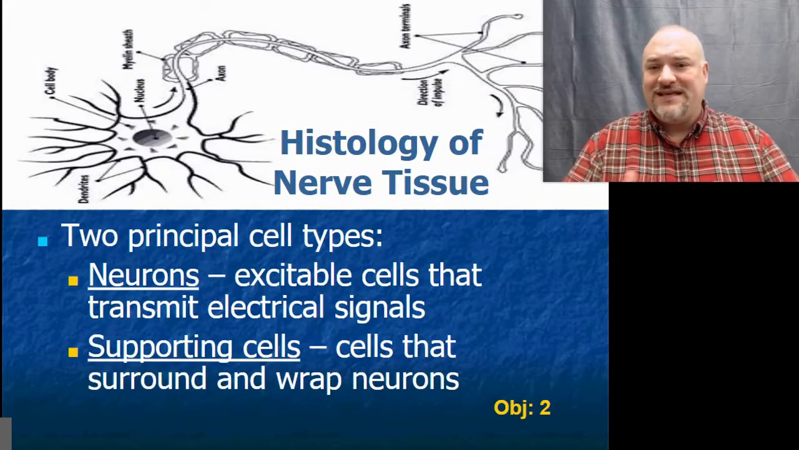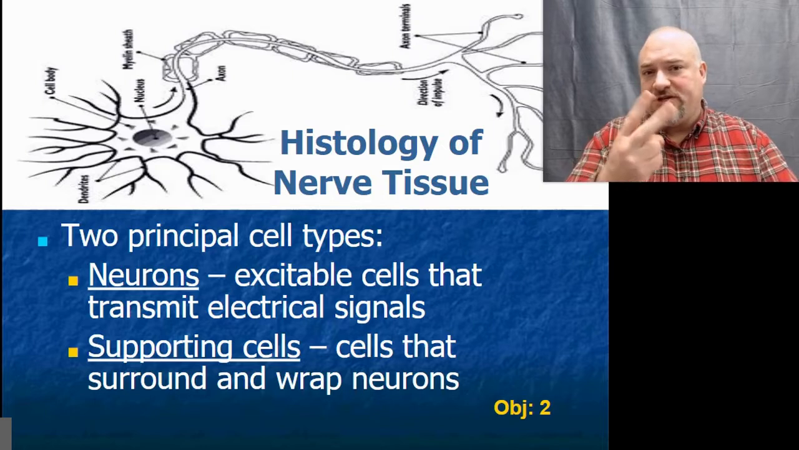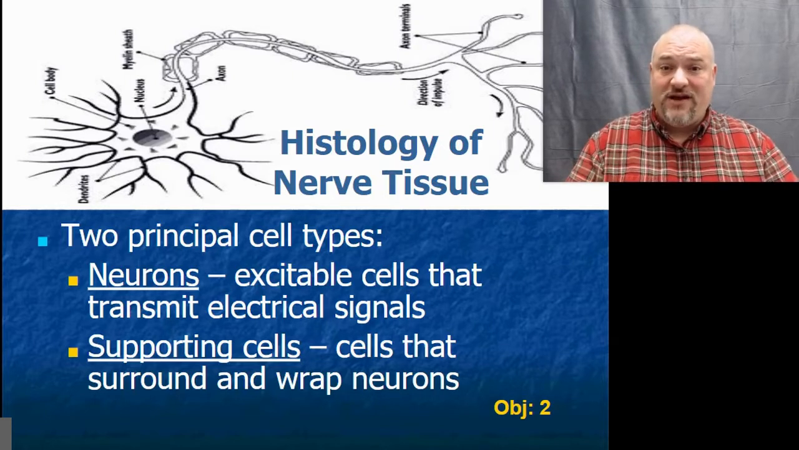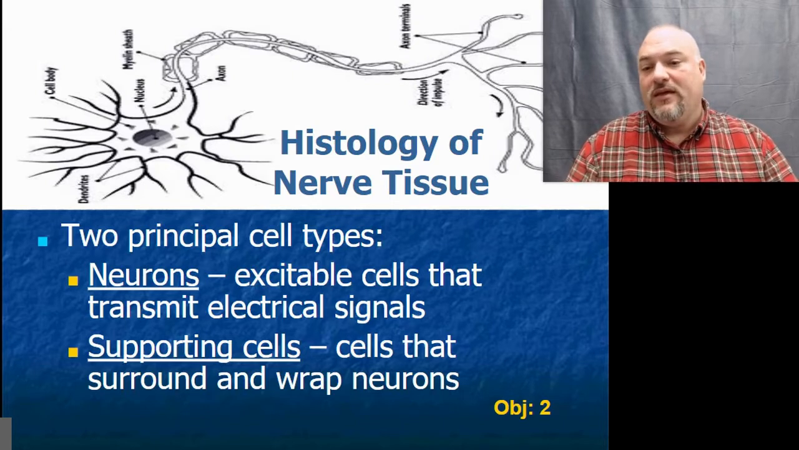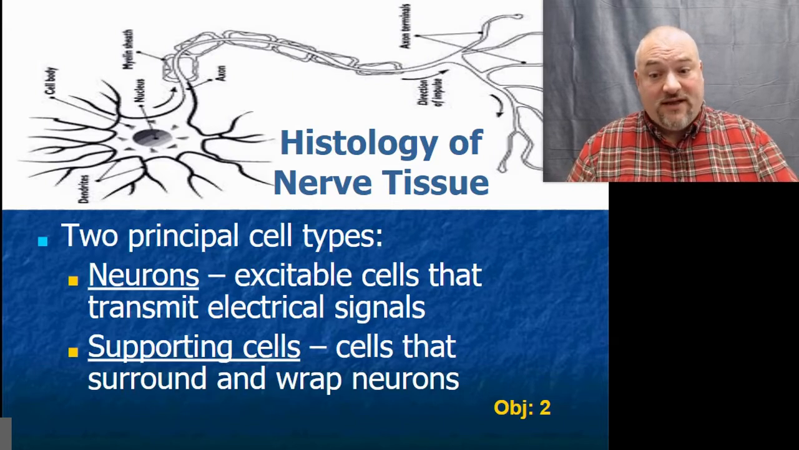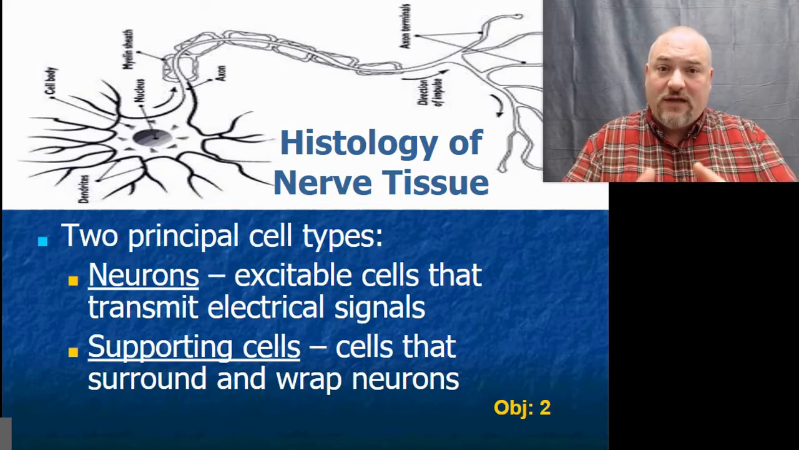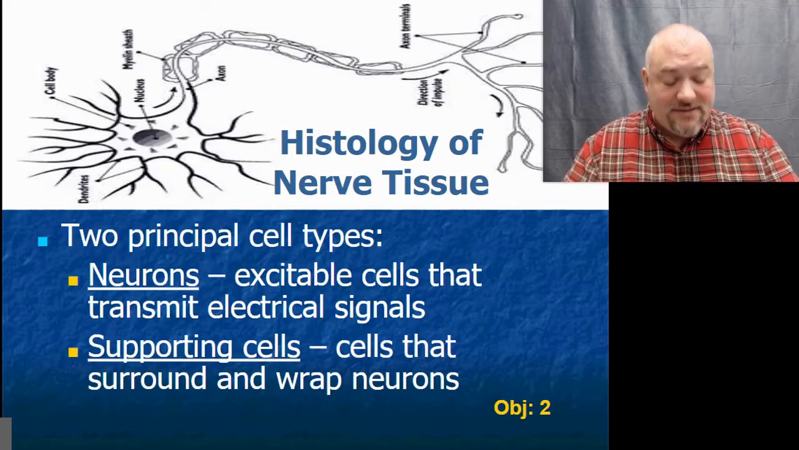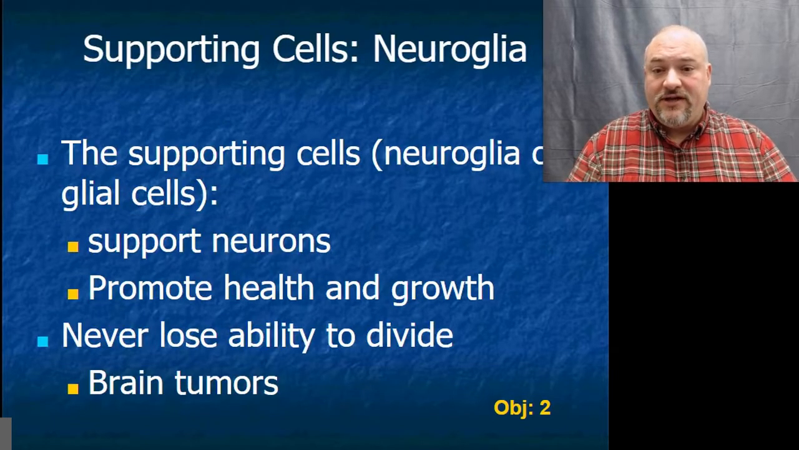All right, so some of the histology of it, you've already learned some of this before, but there are two principal cell types we find in nervous tissue. One is neurons. That's the main one that we think of, the nerve cell that sends a signal. But we also have supporting cells, glial cells, that wrap around the neurons and help to protect them and also improve their functionality in some situations. All right, so supporting cells in neuroglia.